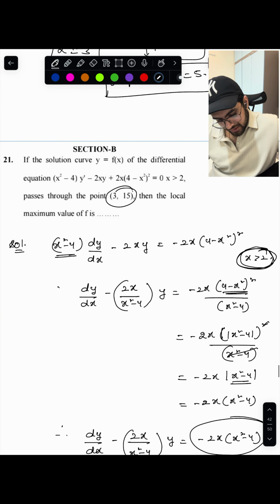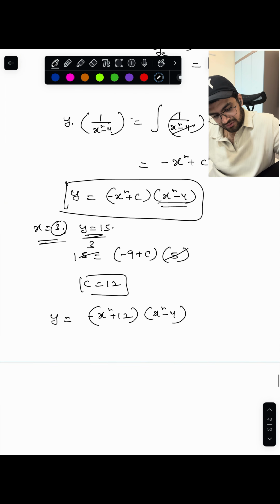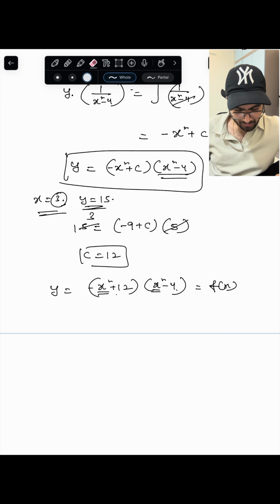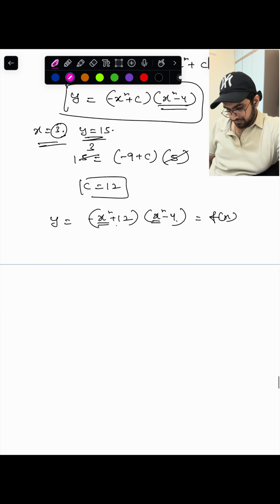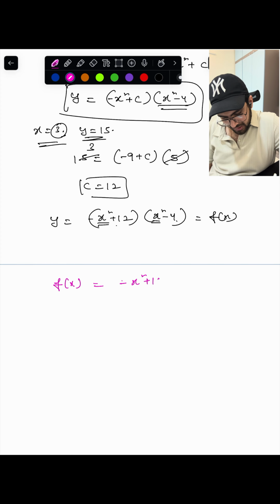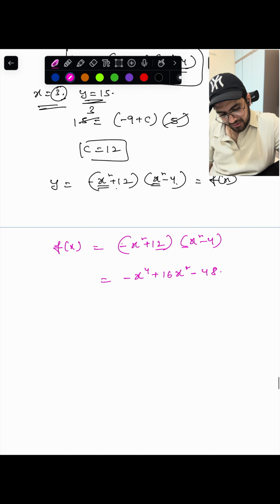So what we need to find? We need to find the local maximum of f, right? So directly we need to find the local maximum of f. So f of x equals this one we got: (−x² + 12) into (x² − 4). So expand it: minus x⁴ plus 4x² plus 12x² minus 48 is our f of x. You need to find the local maximum, right?